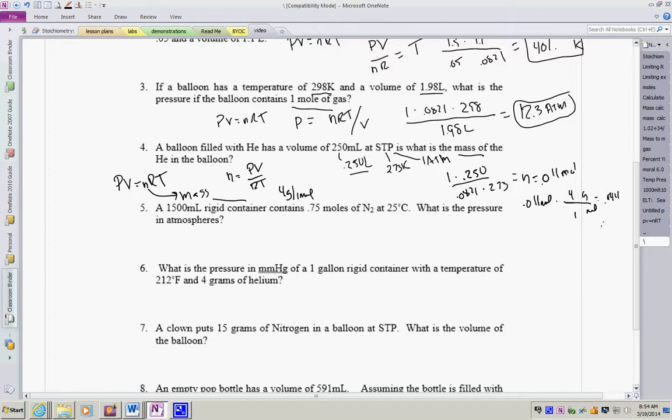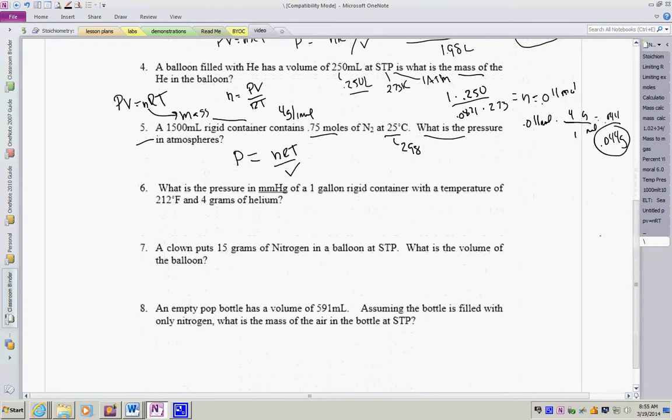I don't know if you can see that or not. 0.044 grams. All right, number 5, I have the moles provided. What's the pressure? It's giving me a temperature of 298 Kelvin, pressure in atmospheres, so P equals nRT over V. That's as far as I'll take that one. You can take your time and plug that one in.